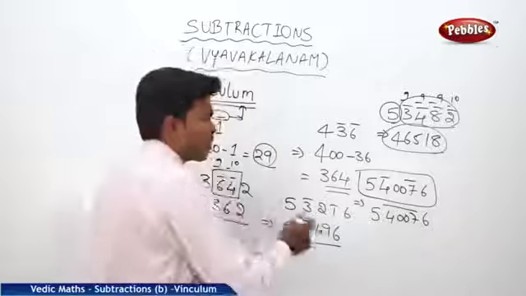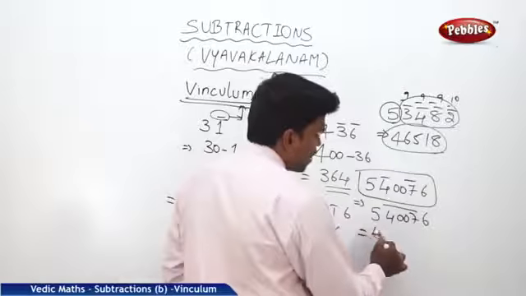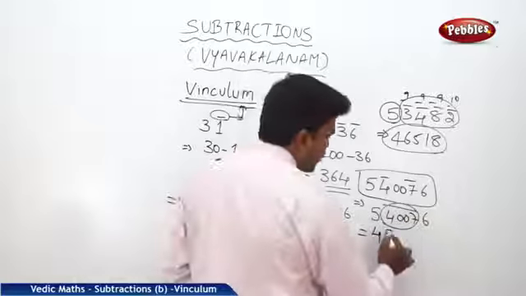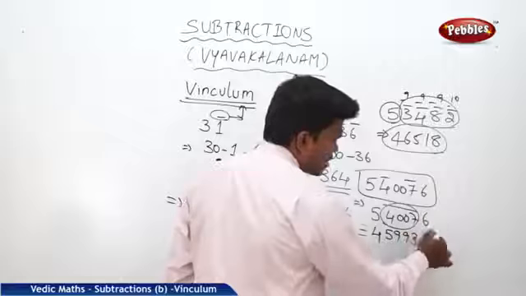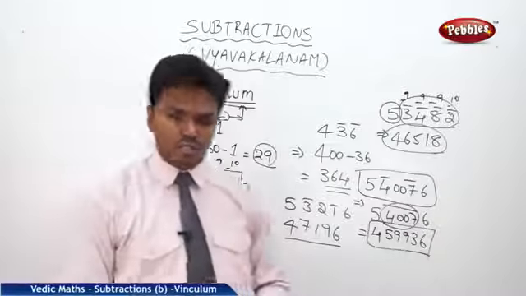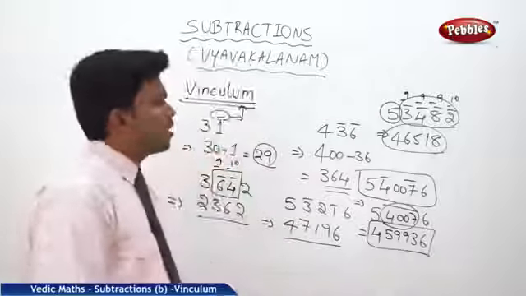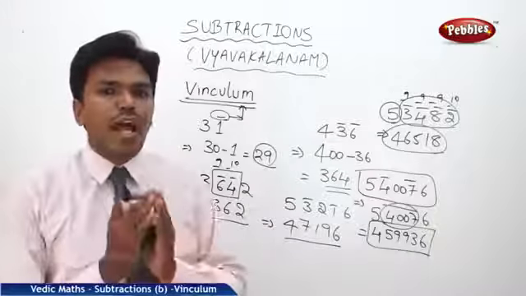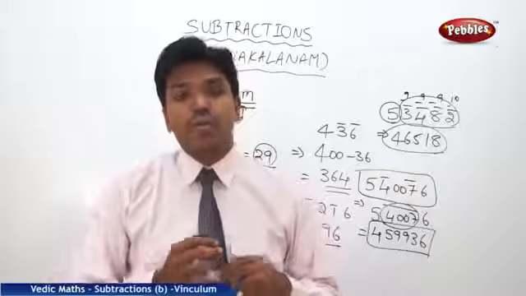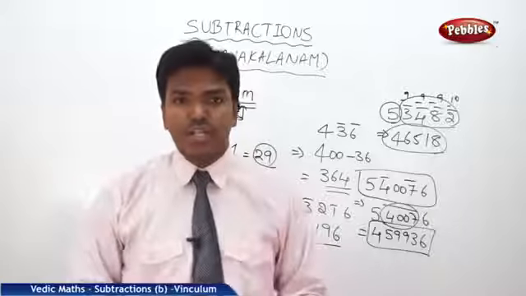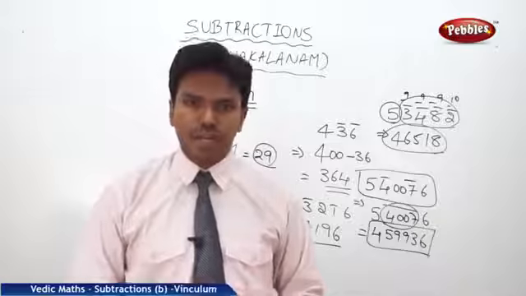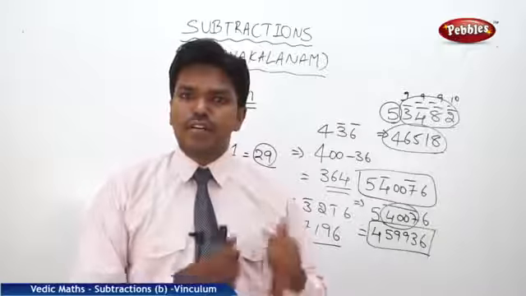Okay, so now what is the answer for this one? 5 becomes 4, and for the rest you can directly apply all from 9 and last from 10. So 5, 9, 9, 3 and 6 as it is, 6. So this will be your answer, right? So this is what Vinculum is about. Now we'll go into actual subtractions, with the help of which we can do the maths, especially subtractions, in a much easier way by following the methods of all from 9 last from 10, that is Nikhilam Navatashcaramam Dashatah, and Vinculum.